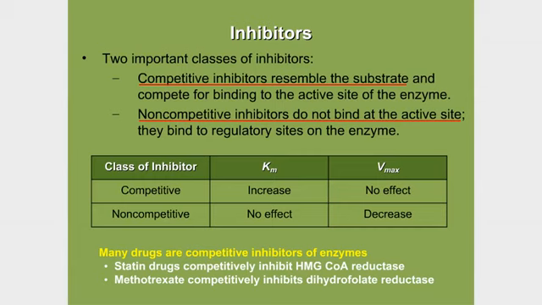Another example of a competitive inhibitor, methotrexate, is a competitive inhibitor of dihydrofolate reductase because methotrexate looks like, and competes with, dihydrofolate, the substrate for the enzyme dihydrofolate reductase. So most drugs are competitive. There are some non-competitive inhibitors of enzymes. A great example of this is allopurinol for the enzyme xanthine oxidase, a non-competitive inhibitor of xanthine oxidase. But most drugs are competitive.